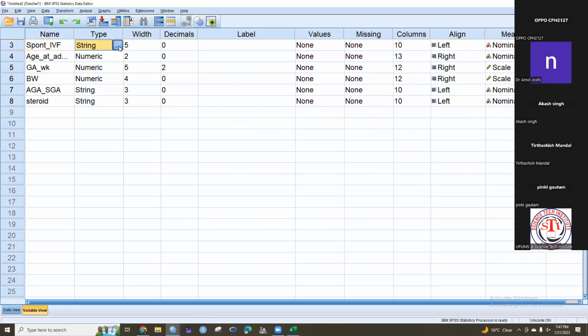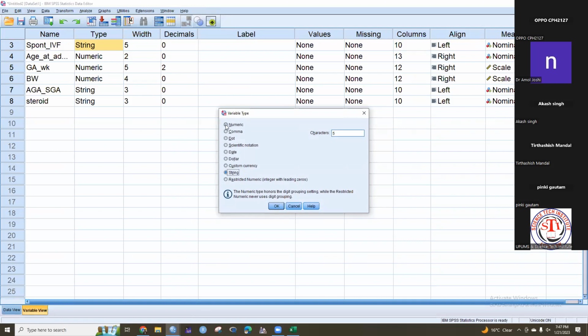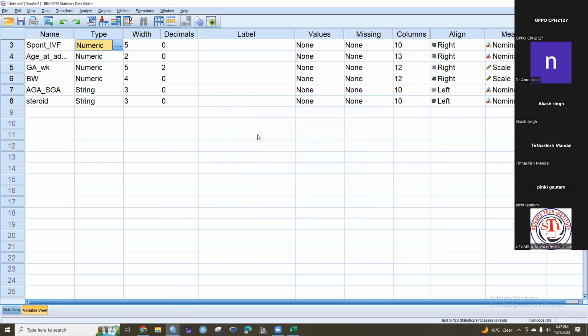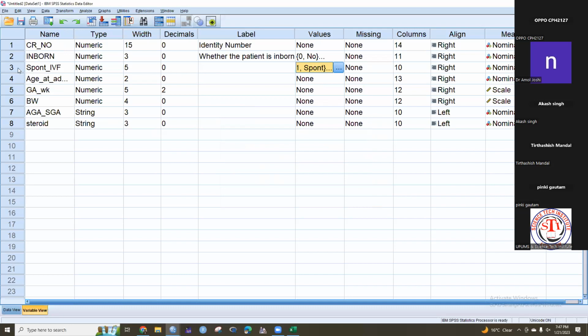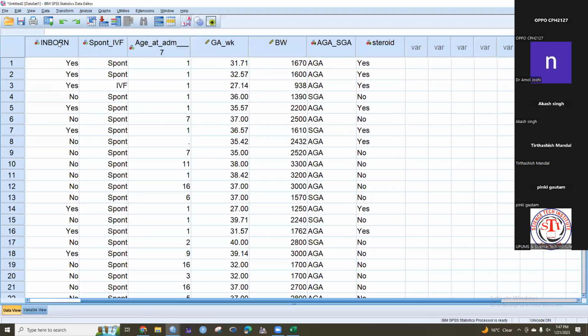After that, I have to change the type from string to numeric. After that, I have to change the value labels: 1 stands for SPONT and 2 stands for IVF. Then click OK. You can see in the data view that again this data is now nominal data. Now you can see what is actually happening here.